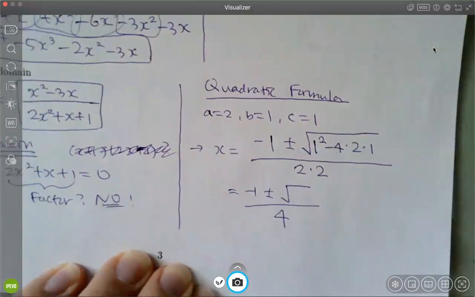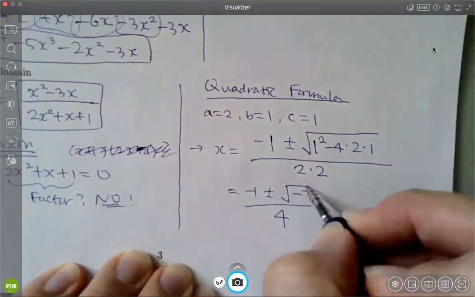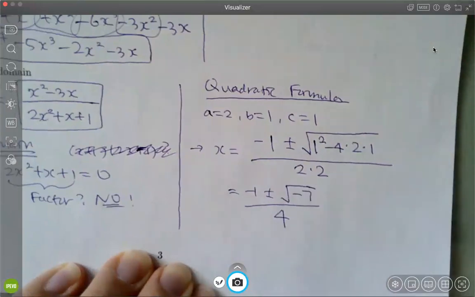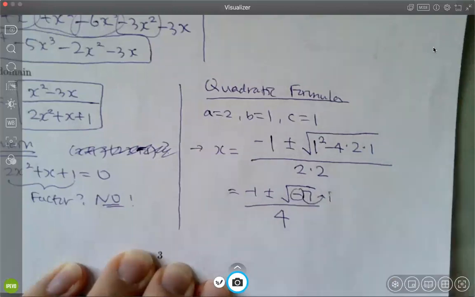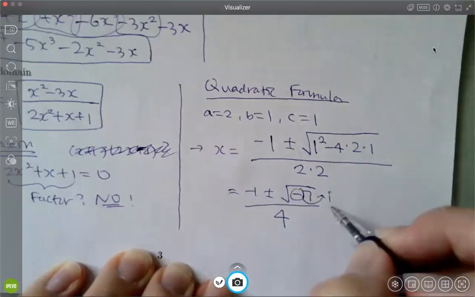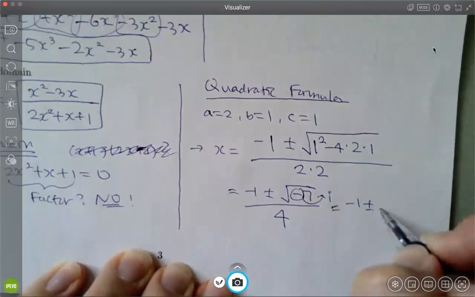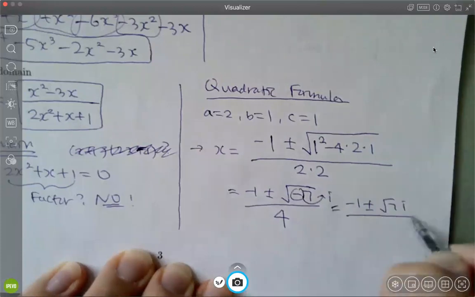Negative 7, right? Yeah, 1 minus 8. Okay, so we see a negative number under the square root. So what do you have to do? Take the i out, right? Okay, so it's negative 1 plus minus square root of positive 7i, all over 4.